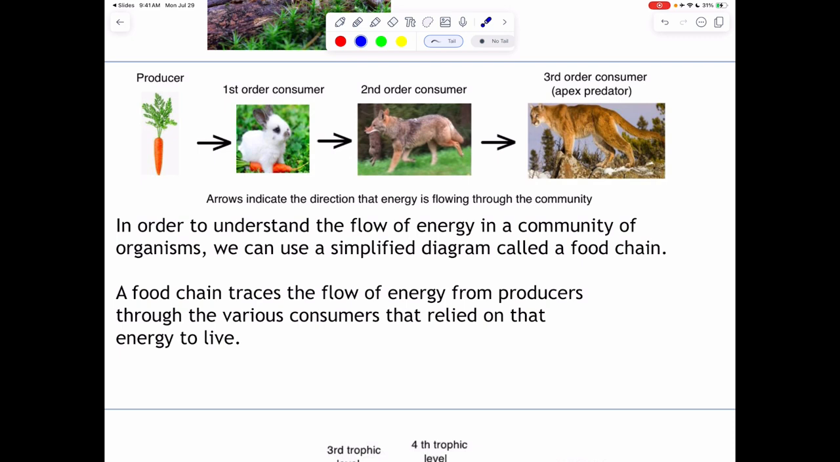Okay, so as we looked at all the different trophic levels, now we need to look at how the energy flows graphically through the ecosystem and through this food web. First thing, we're going to create a food chain. We're going to look at simplified models with these diagrams, which are food chains. They're going to trace the flow of energy from the producers to our various consumers. Most important part here is that the arrow shows the energy transfer. So this shows that the energy of the carrot went to the rabbit, then the energy of the rabbit went to the coyote, and then the energy of the coyote went to the puma.